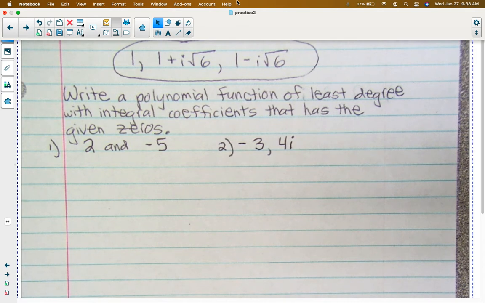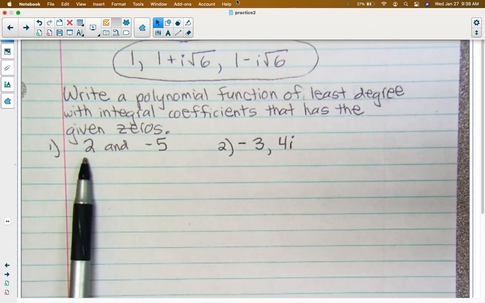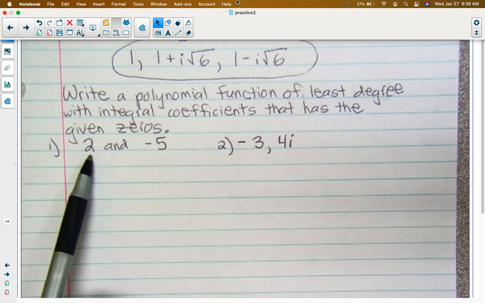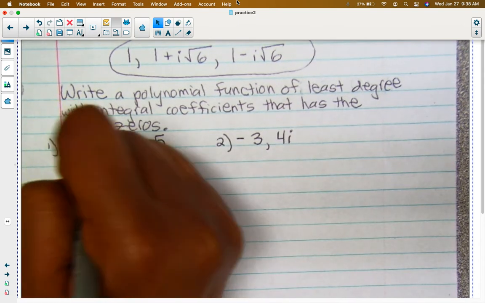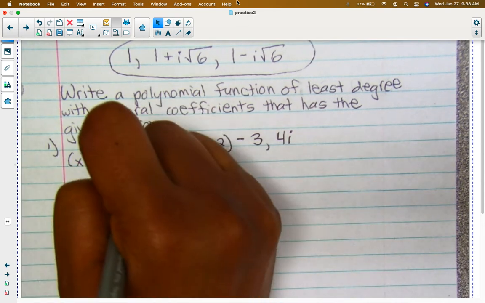Say they want us to make up a function that has zeros at 2 and negative 5. This means when you graph it, we want it to cross at positive 2 and negative 5. So we're going to have to work backwards. We're going to need to write these zeros in factored form. In factored form, it's the opposite. So this is positive 2, this is going to be negative 2. And if that's negative 5, it's going to be positive 5.